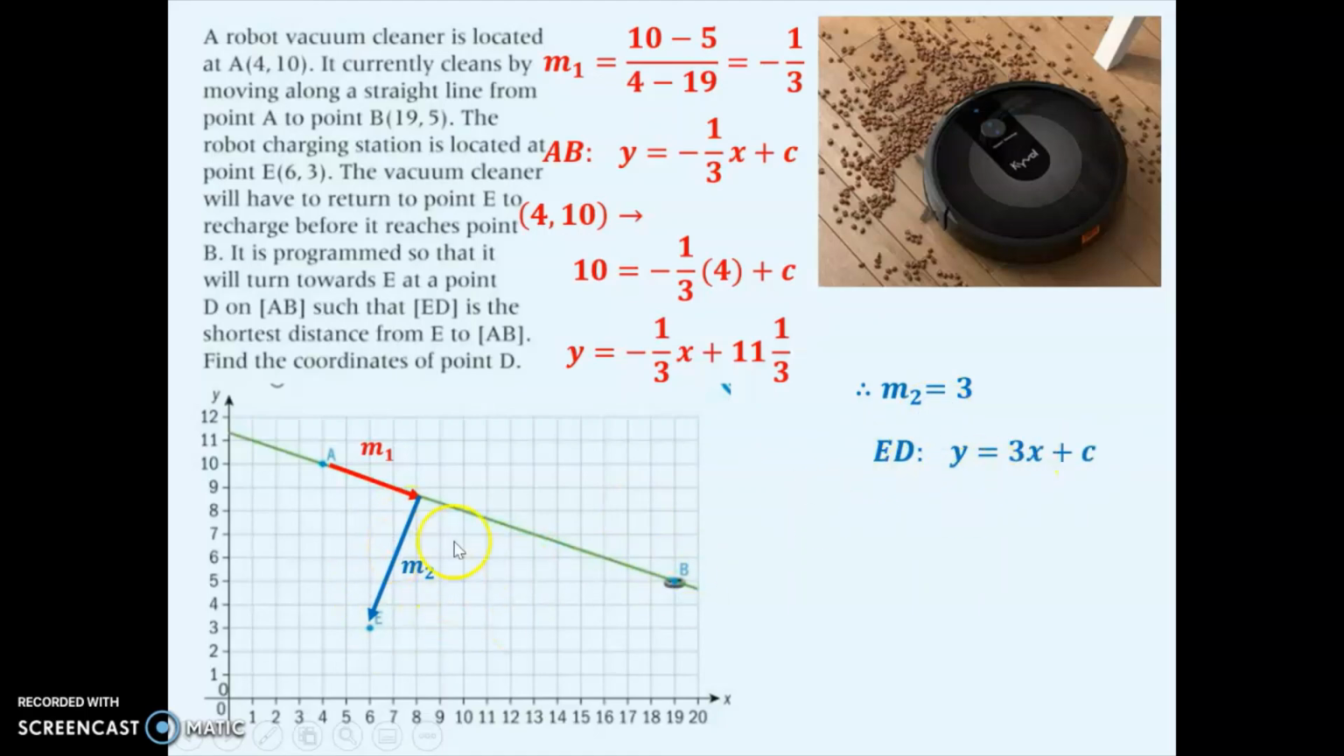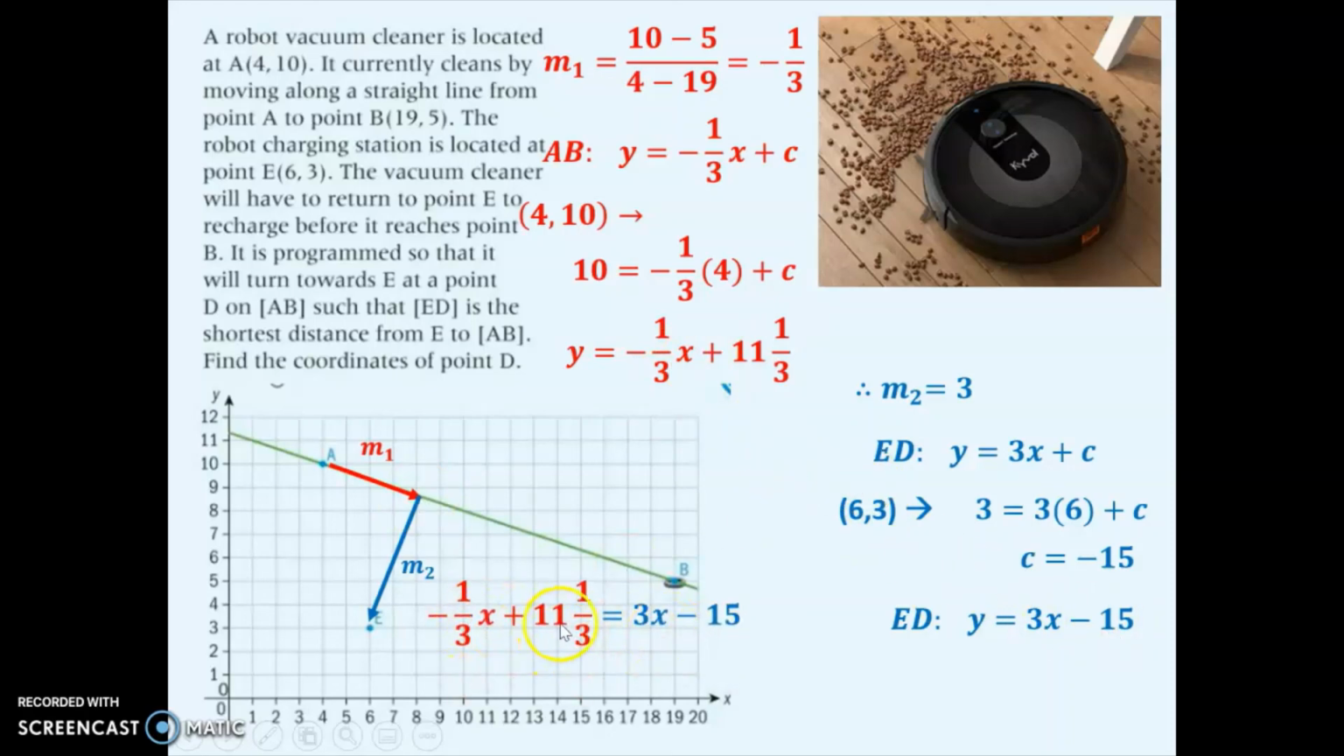So here's our equation for this line here, the path to the charger. 3 is our slope, c is unknown. Put in the point we know, the charging station, 6, 3. Put it into this equation. Solve for c, -15. And now we have an equation for this line. So we have an equation for the red line and the blue line. And we know they will meet at the point we need, which is that point here, D. So set this equation equal to this one and solve for x. What do you get? There, I'm setting them equal to each other.